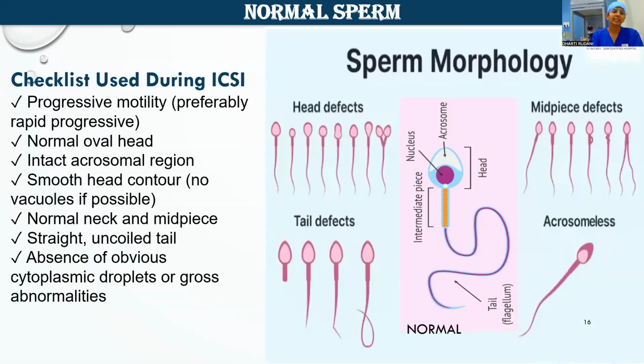This slide highlights the key characteristics of an ideal sperm selected during ICSI, including progressive motility, normal morphology, an intact acrosome, a healthy midpiece, and a straight tail. The principles of sperm selection and their characteristics for fertilization and embryo development are an extensive topic in themselves. Due to shortage of time, we'll be continuing this part in the next presentation.